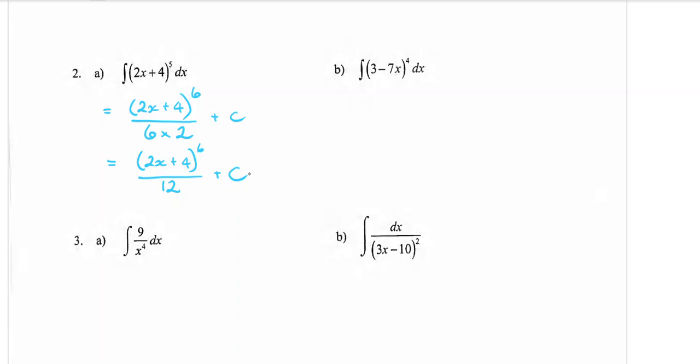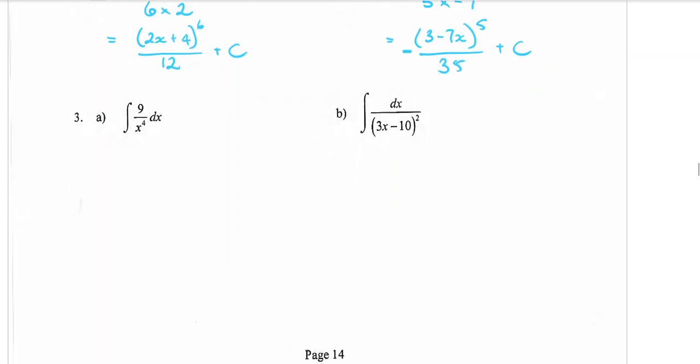Part 2b, same process. So we keep the bracket the same. There's the bracket, but add 1 to the power, divide by the power, and multiply by the number in front of the x, which is -7. Good. Plus c. It's a 5 because that was the new power. All right, then that will make 3 minus 7x to the power of 5 over -35 plus c. Actually, to be even better, that minus sign, you could move out the front here.